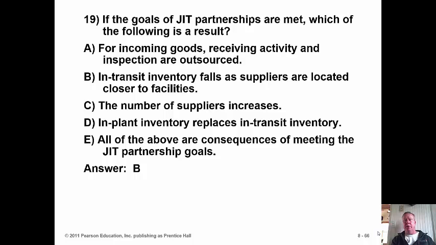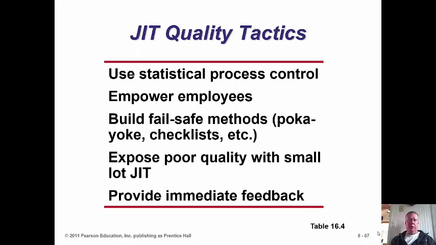In-transit inventory falls as suppliers are located closer to facilities. So again, you see this in reality. I end up going down south quite a bit. If you drive down that corridor, I-65, I-85, you see a few auto plants, and right around them you see all these auto parts suppliers. So rather than ship stuff cross-country, it's much more efficient to ship it across the plant.